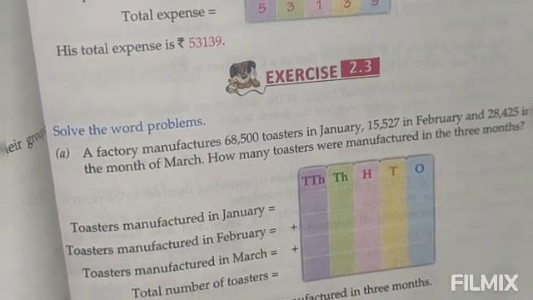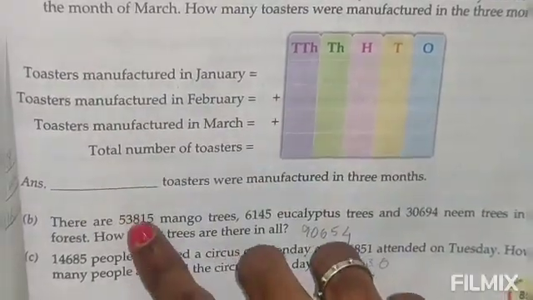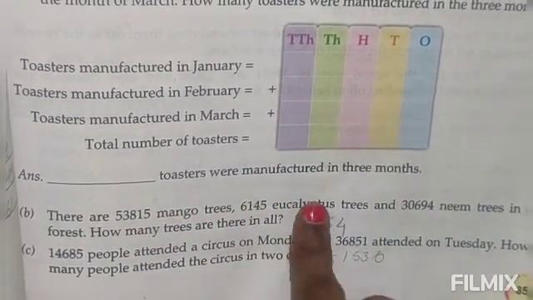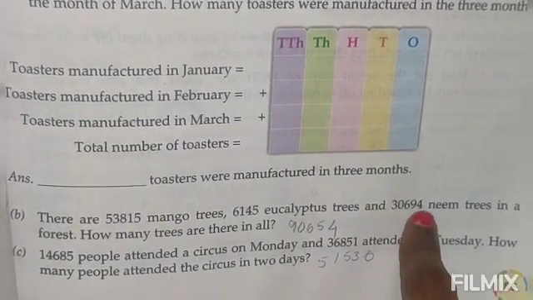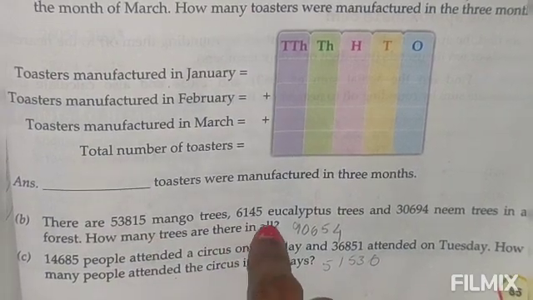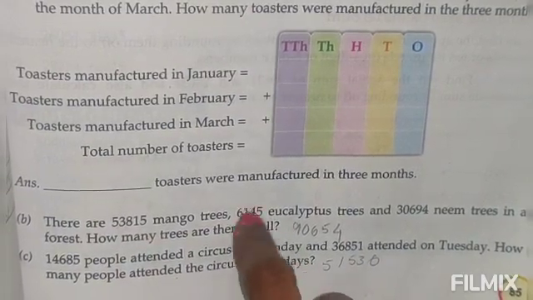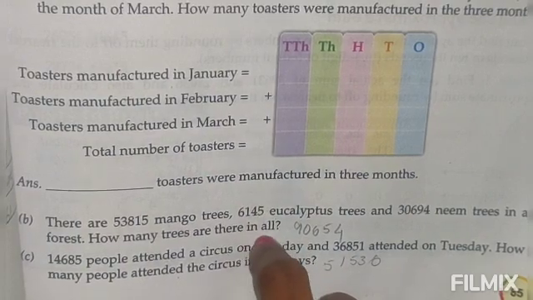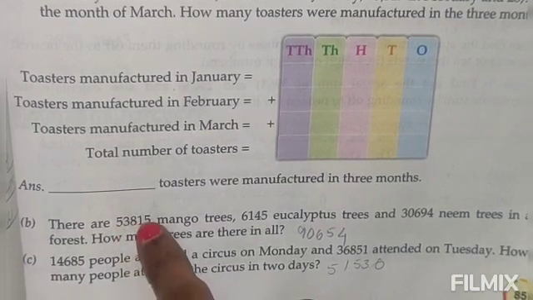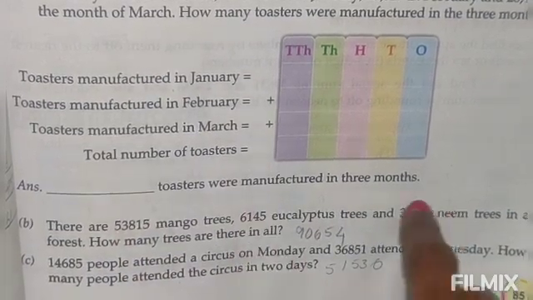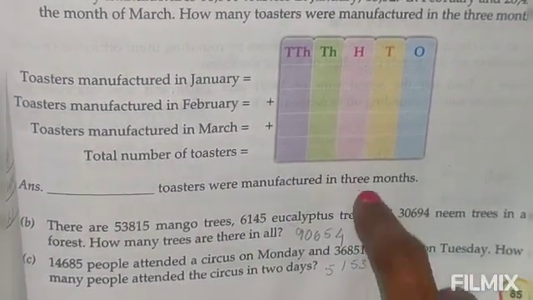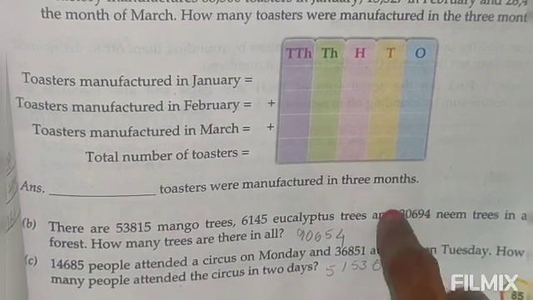Now the next sum. See B1. There are 53,815 mango trees, 6,145 eucalyptus trees, and 30,694 neem trees in a forest. How many trees are there in all? So here you see "in all," this is a keyword for addition. But here you see, how many digits are there? 1 2 3 4 5, and here 4 digits, and here 5 digits. So here you have to be careful when you arrange the digits.